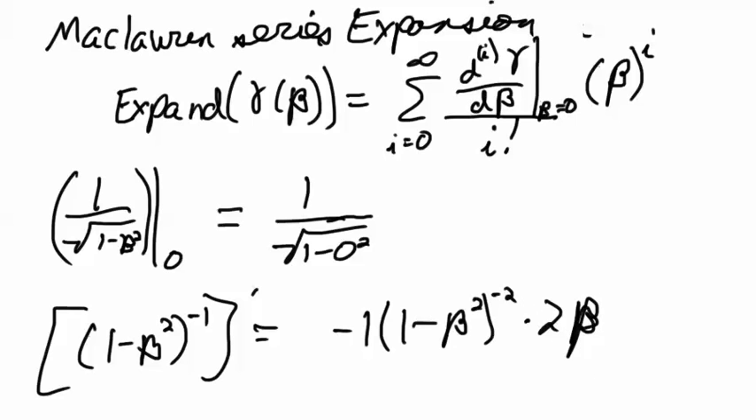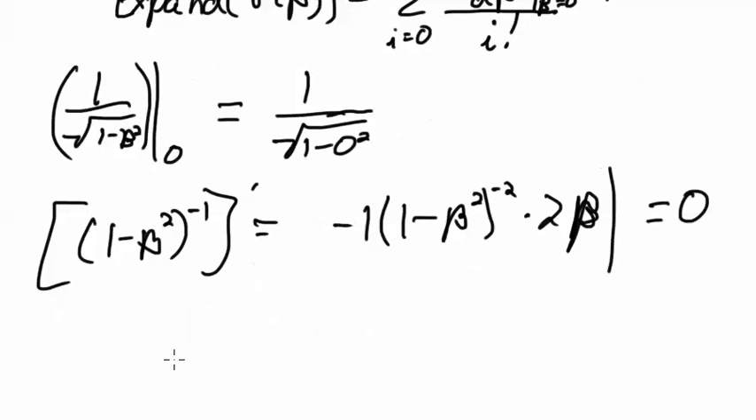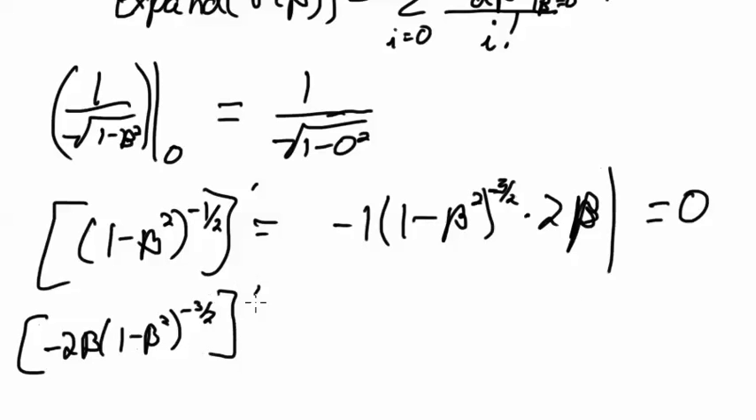And we plug in beta equals 0 into that, and that will be equal to 0. Let's write down this first derivative. Whoa, I made a mistake. This is negative 1/2. This should not be negative 2, it should be negative 3. So I'm going to try to take the second derivative, which is the derivative of the first derivative.